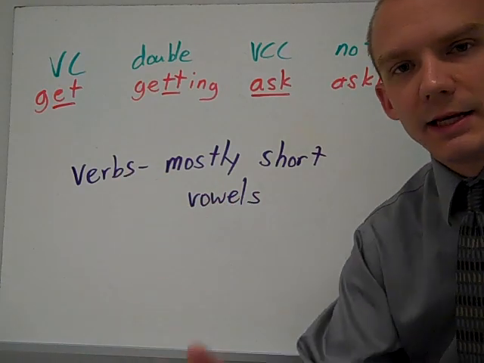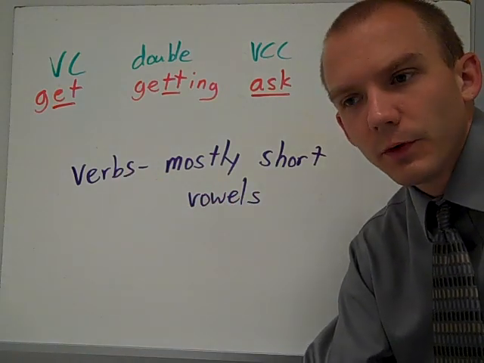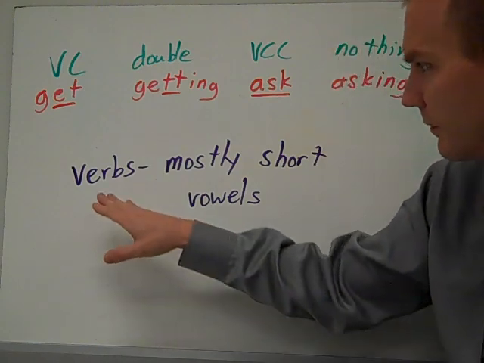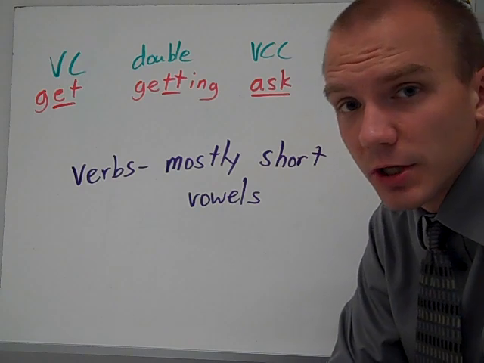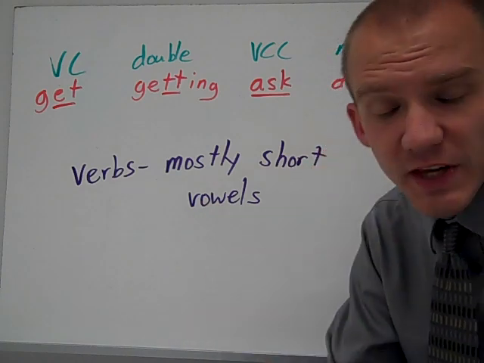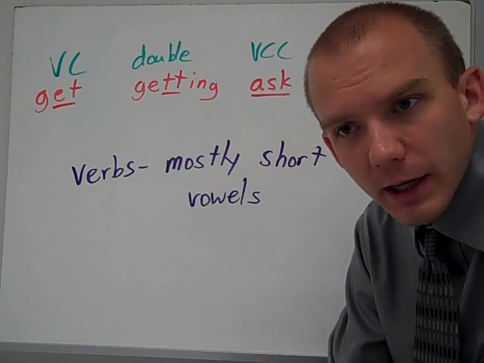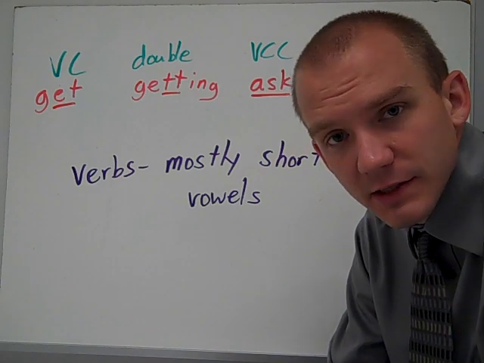In this sort, we're going to look at adding ing to words. We're going to look at two patterns. Mostly these are going to be verbs with short vowels. Obviously, these are verbs when you're adding ing, and they are mostly going to have short vowel sounds. We're going to look at when you double the last consonant and when you don't.